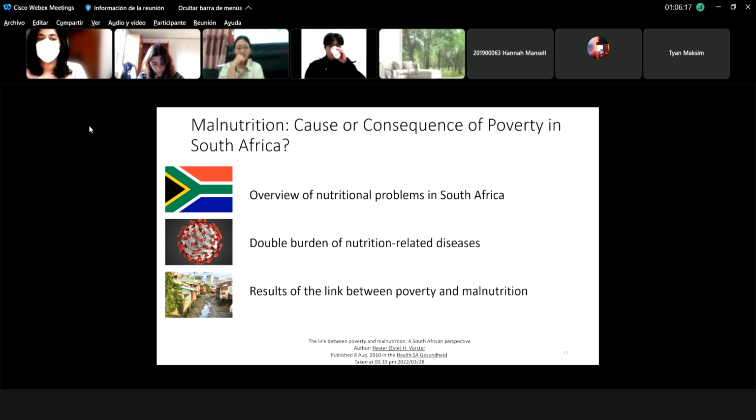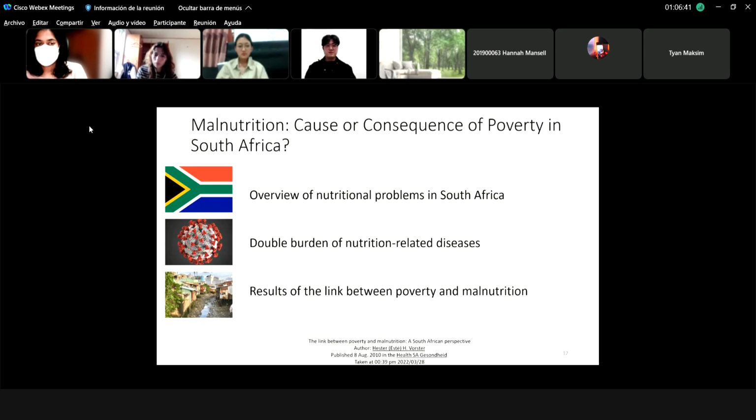Then there's a research project on malnutrition, cause or consequence of poverty in South Africa. What's actually interesting about South Africa is that it's a multicultural, multi-ethnic country, and that they have problems with obesity because there's such a big division, as well as problems with undernourishment.